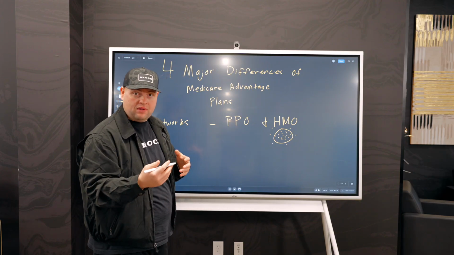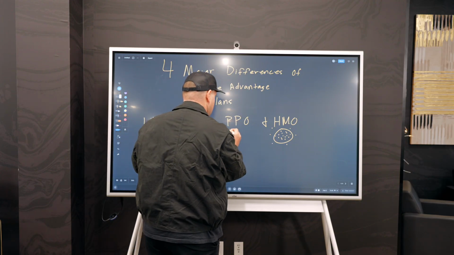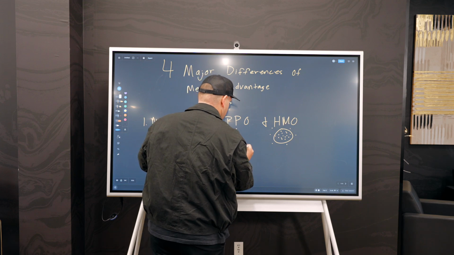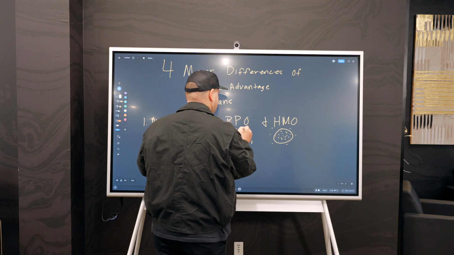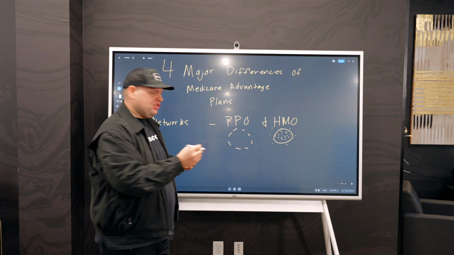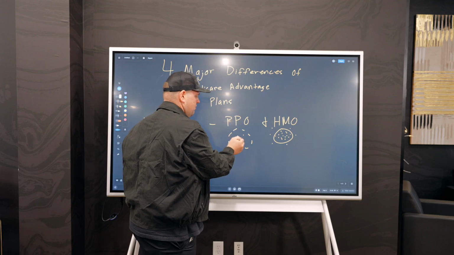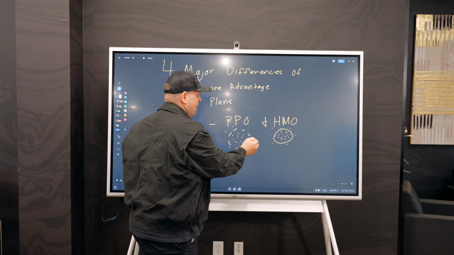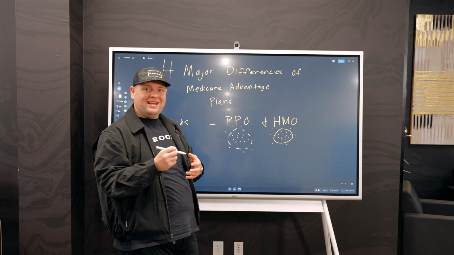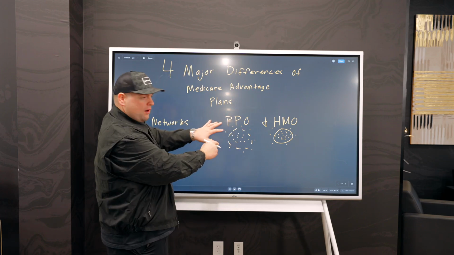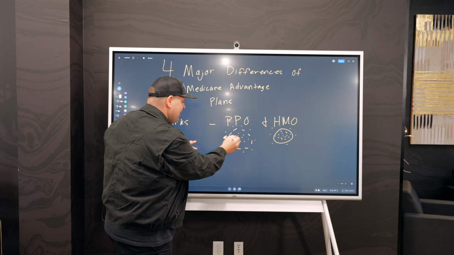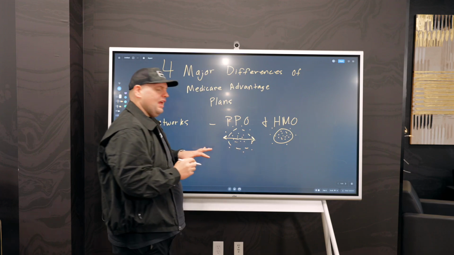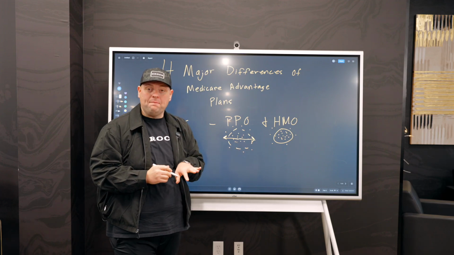The other network option we have is a PPO, and our bubble looks more like this, more like a dotted line, if you will. I still have doctors that are in this network, just like the HMO, and I still have doctors that are outside of this network. The difference is I still have these doctors that are preferred, but I technically can go out of network if I need to with a PPO plan.